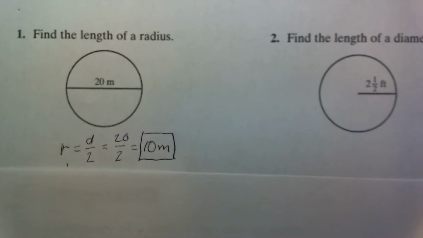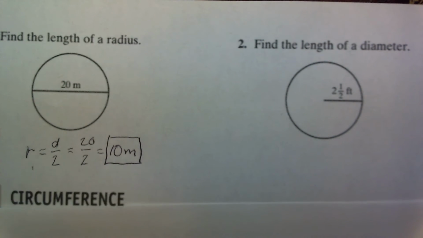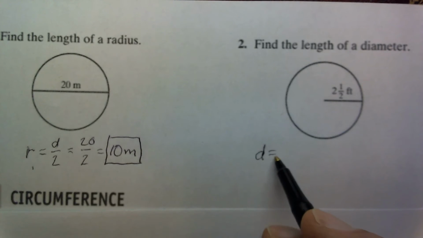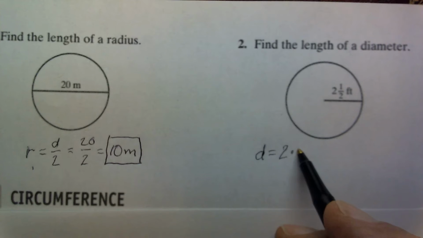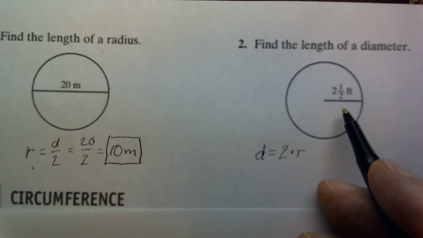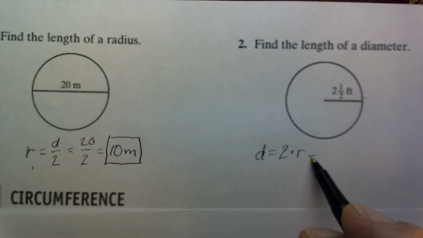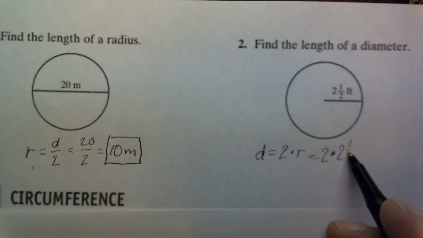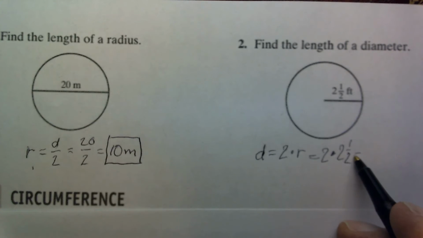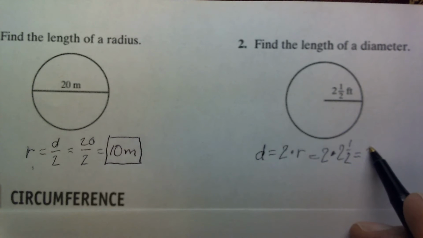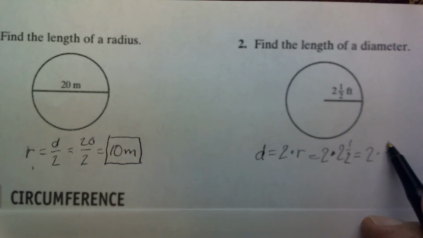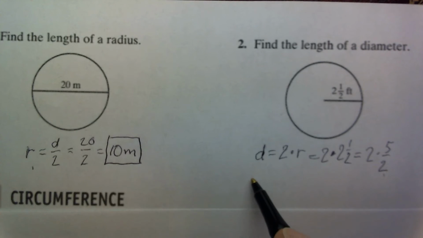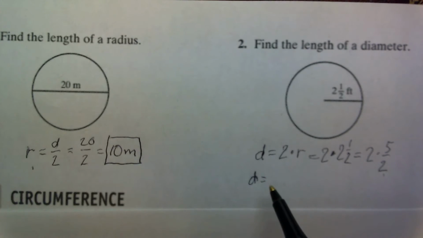In exercise 2, find the length of a diameter. Well, we know that the diameter is equal to 2 times the radius. And since the radius is 2.5 feet, it's 2 times 2.5, or 2 times 5 halves. And since the 2's cancel, d is equal to 5 feet.